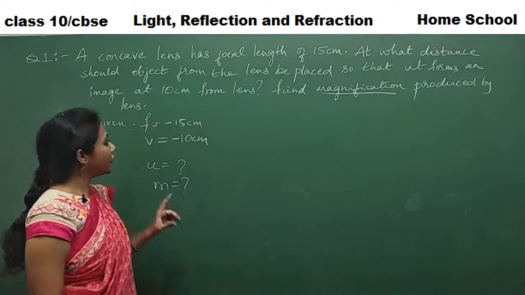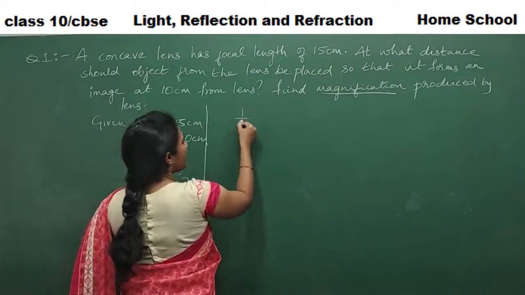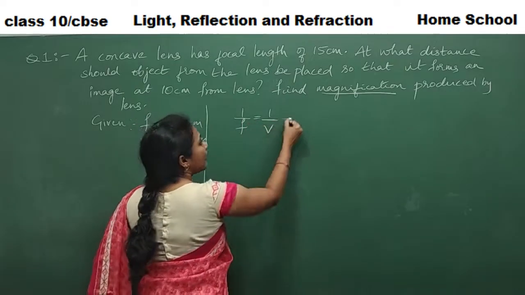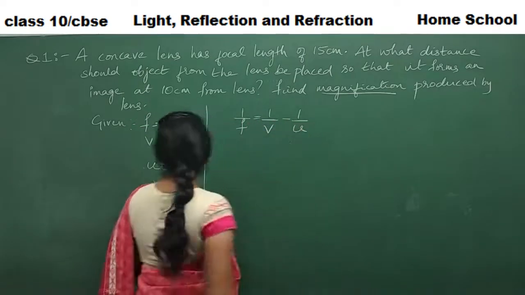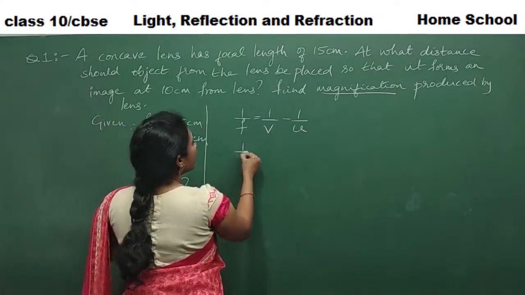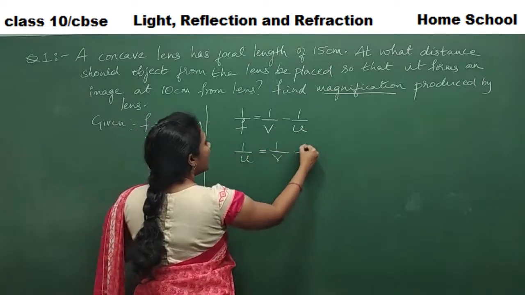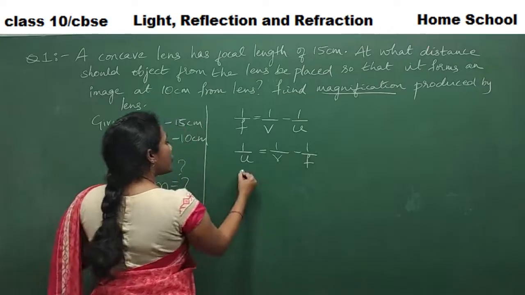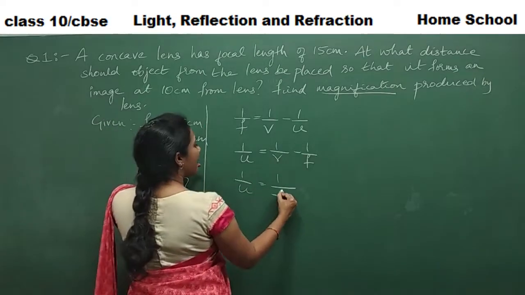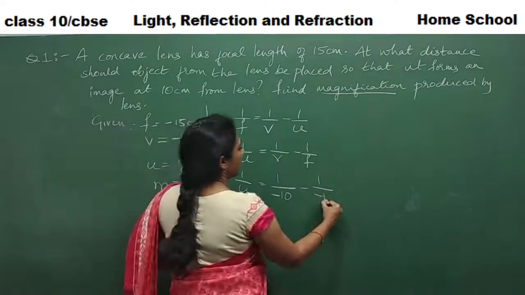First, let us find the u value. So how do you find it? Lens formula. What is our lens formula? 1 by f is equal to 1 by v minus 1 by u. What you have to find? u you should find. So what you will do? Rearrange the formula. 1 by u is equal to 1 by v minus 1 by f. So 1 by u is equal to 1 by v. What is the value of v? Minus 10. Minus f value is minus 15.